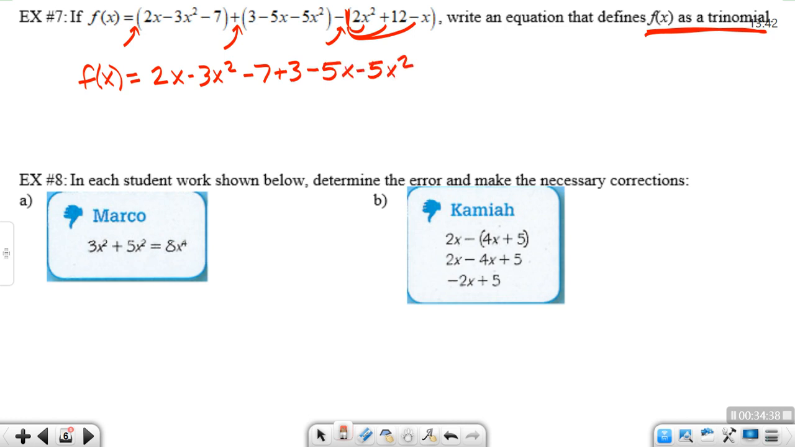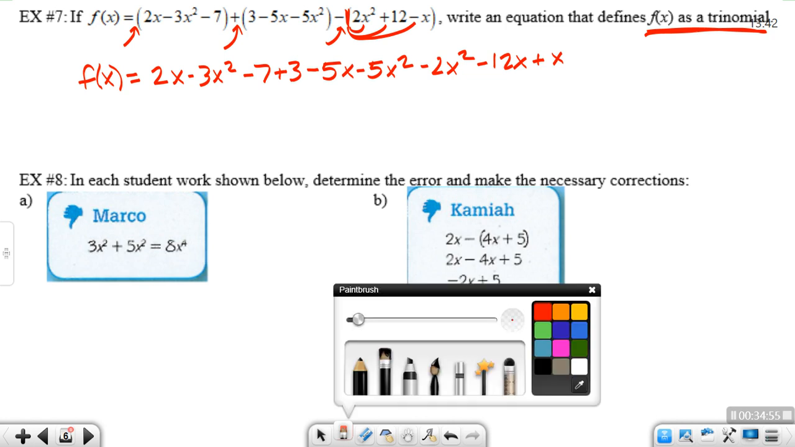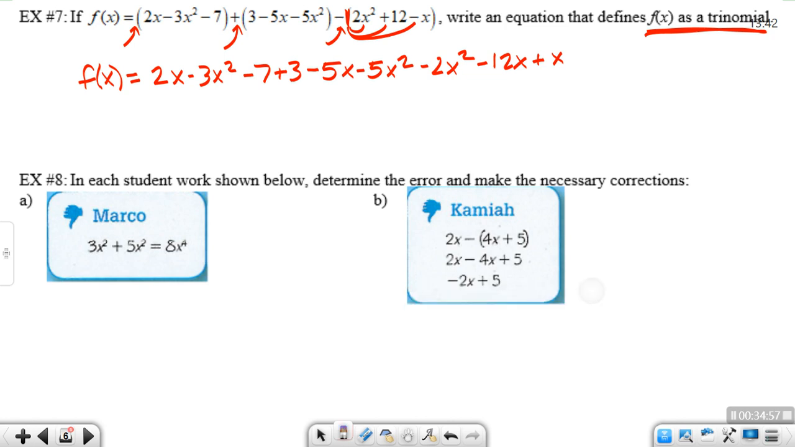So here comes our distribution. Minus 2x squared minus 12x plus x. Notice how we did the opposite with that last trinomial. That negative makes everything opposite. Okay. Now, guys, there's a lot of terms here, but we're just combining like terms. Again, whatever method is easiest for you, I'm going to go with the strikeout method here.